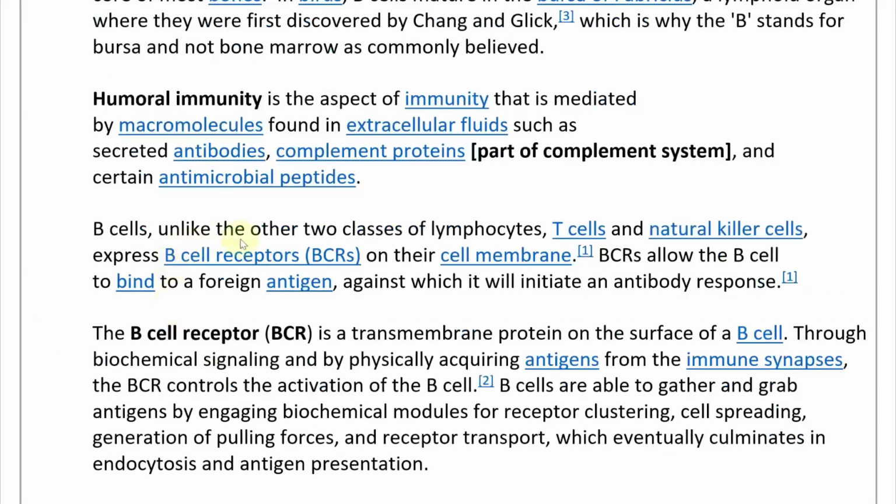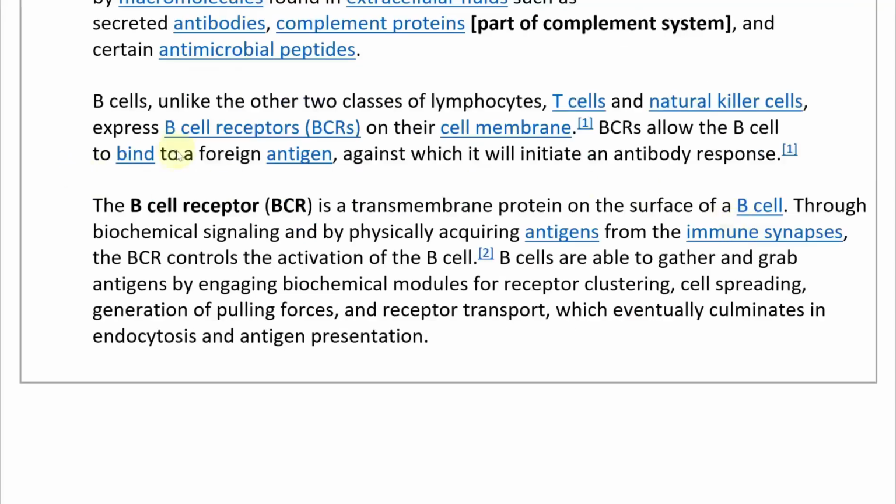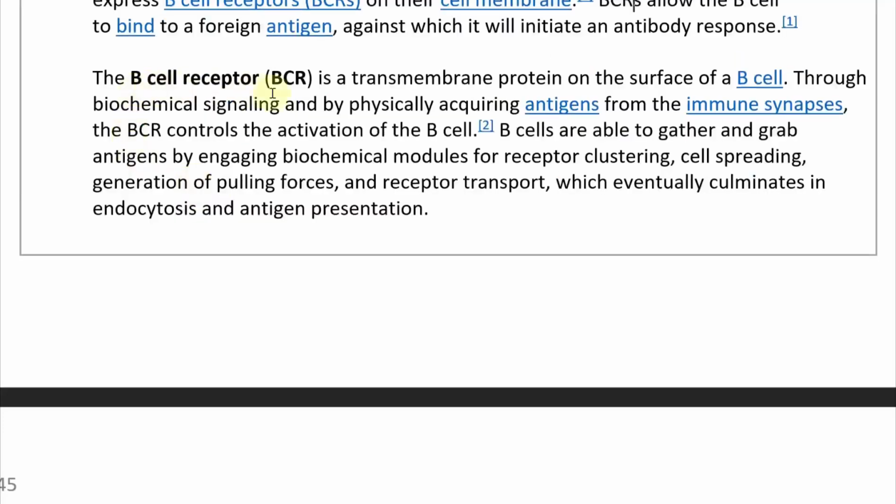B cells, unlike the other two classes of lymphocytes, T cells and natural killer cells, express B cell receptors, BCRs, on their cell membrane, and BCRs allow the B cell to bind to a foreign antigen against which it will initiate an antibody response. It binds to it and it can initiate antibodies to it. The B cell receptor BCR is a transmembrane protein on the surface of a B cell, so it's all around the surface.